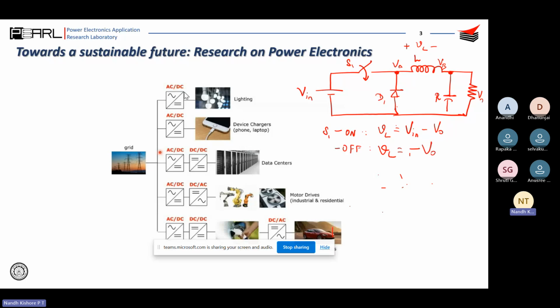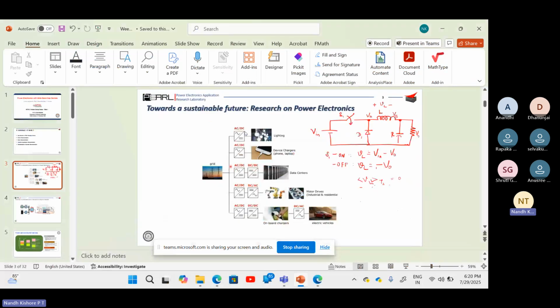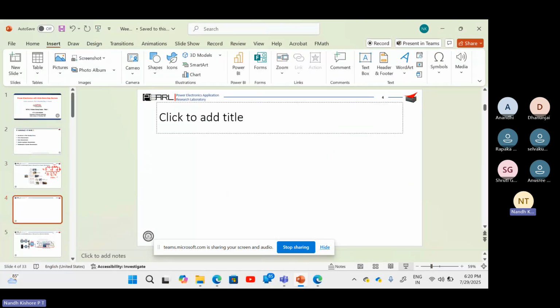Okay. And then what you do, you apply what is known as the inductor flux balance principle, right? That is, over one time period, the average inductor voltage is zero, correct? That is, the inductor's flux is getting balanced, right? So I'll just deviate a little bit just to make you understand the importance of these devices. But for that, let me add a new slide and start over again.